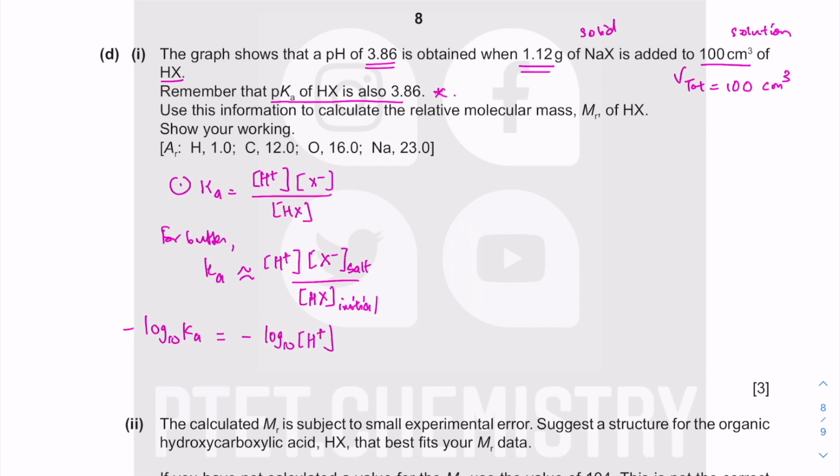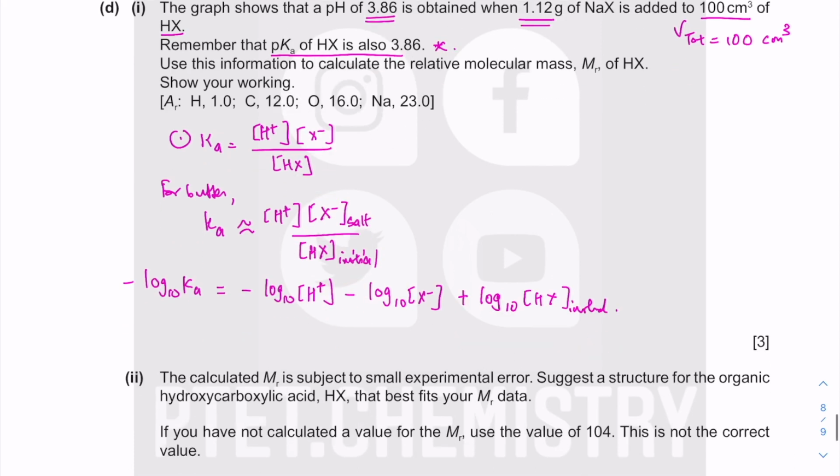I'll show you what I mean by this expression. If you have done additional maths before, or A-level maths, you will know the rules of logarithm. This is multiplied, so you can add them together. But because I'm taking negative log, it's negative and negative. But when I divide, it will become a negative, and I also take negative log, so the log of that becomes the positive log of the initial HX concentration.